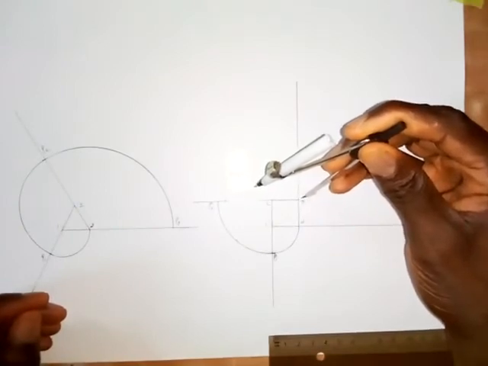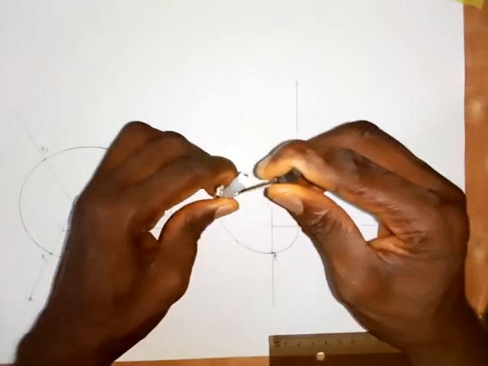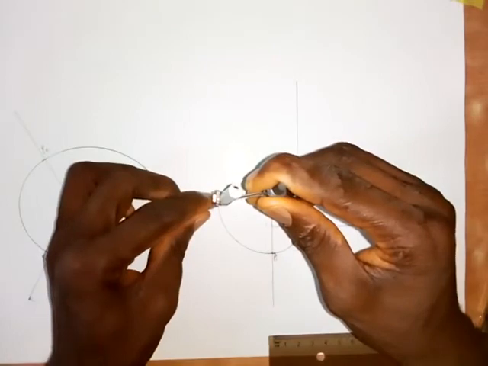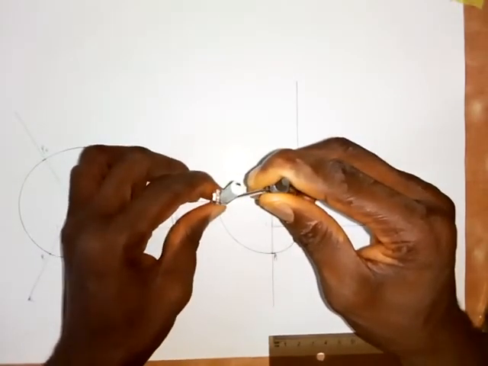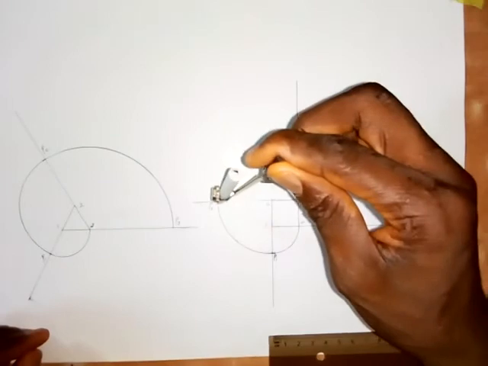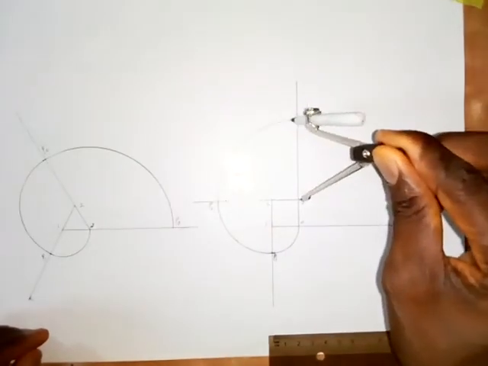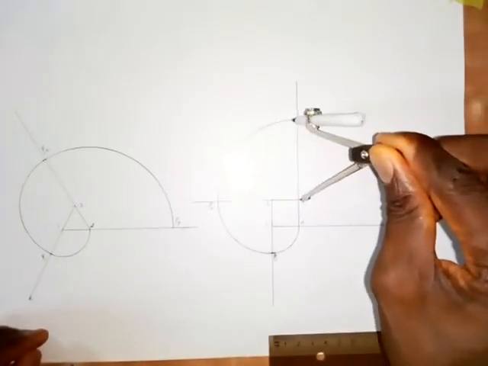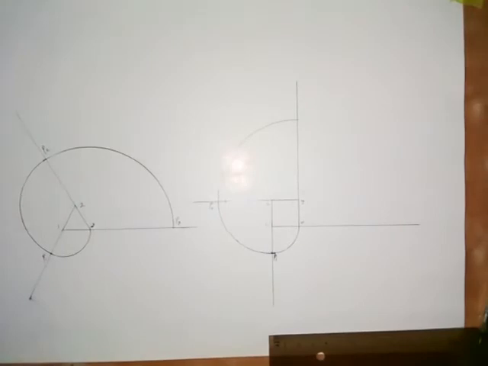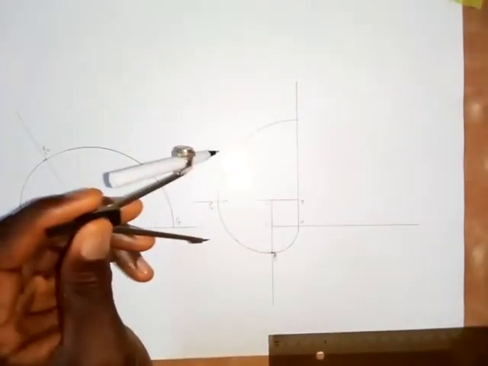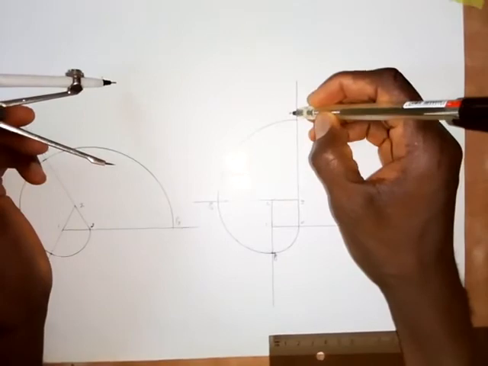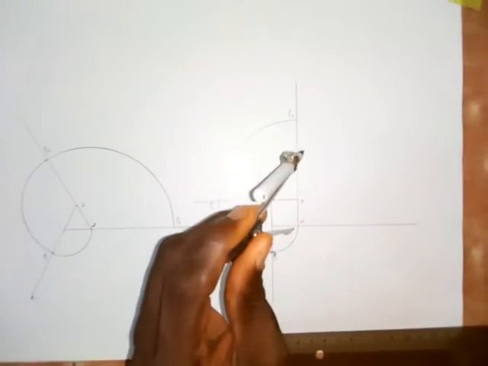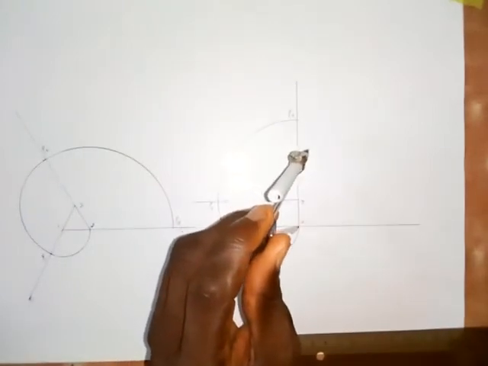Then the next is to put your compass at point 3 and extend to P2 here. When you get to P2, you draw an arc. The arc goes like this. Okay, the next is to put your compass at point 4, but before that, I am going to label this point. This is P3.